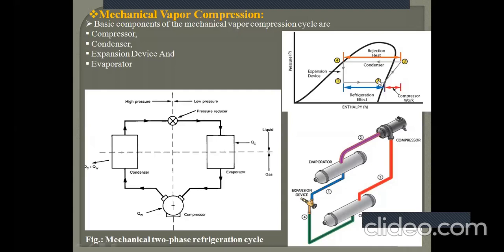On the p-h diagram also you can observe that you can plot this vapor compression cycle, in which 1 to 2 is the refrigerating effect, and compressor work is shown as 2 to 3. And the arrangement of the mechanical components is like this.